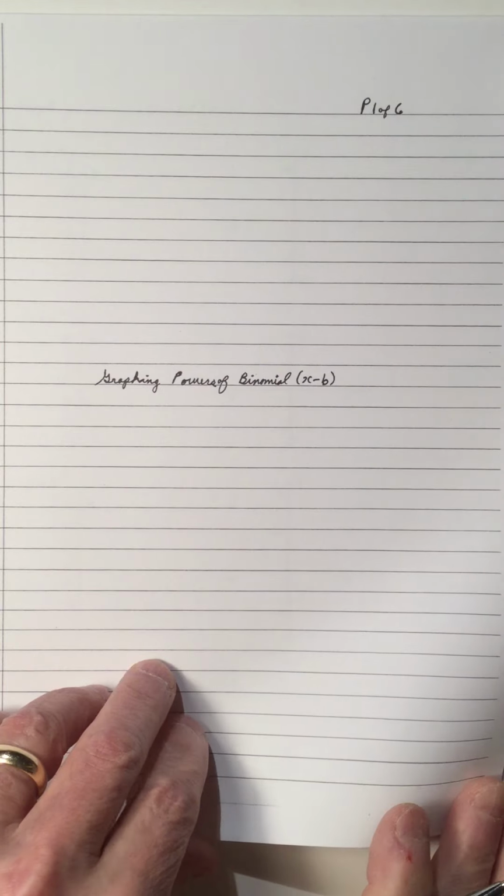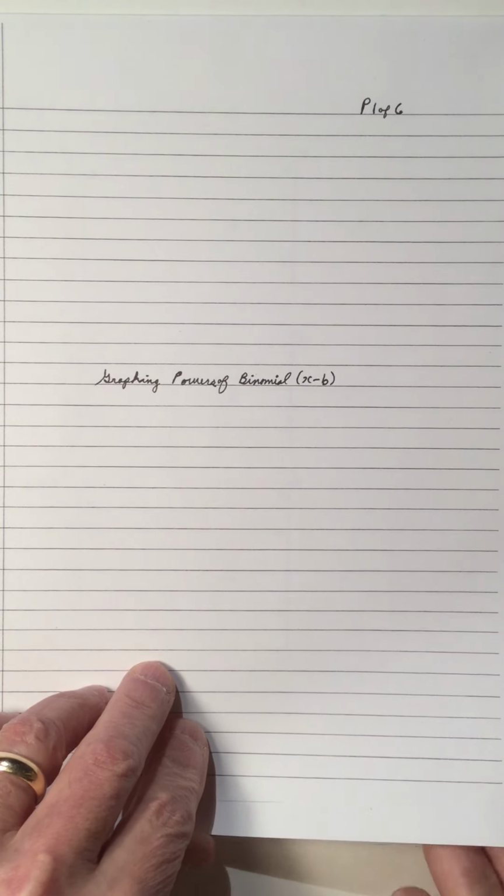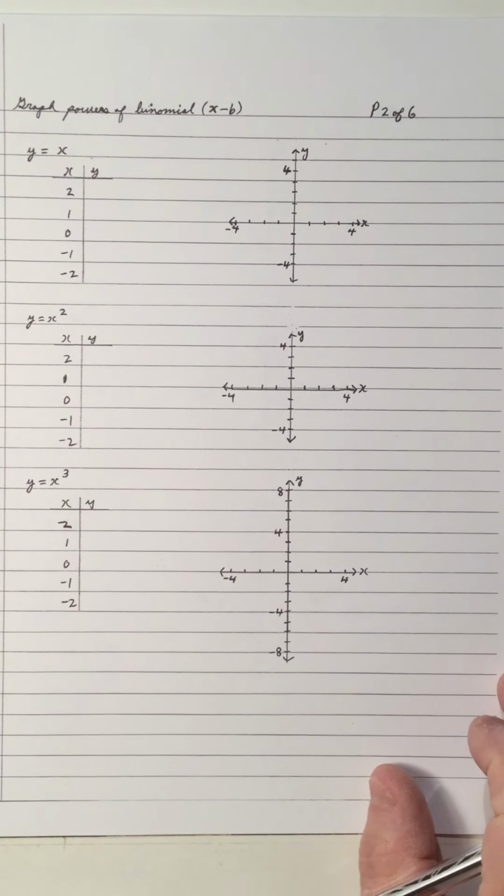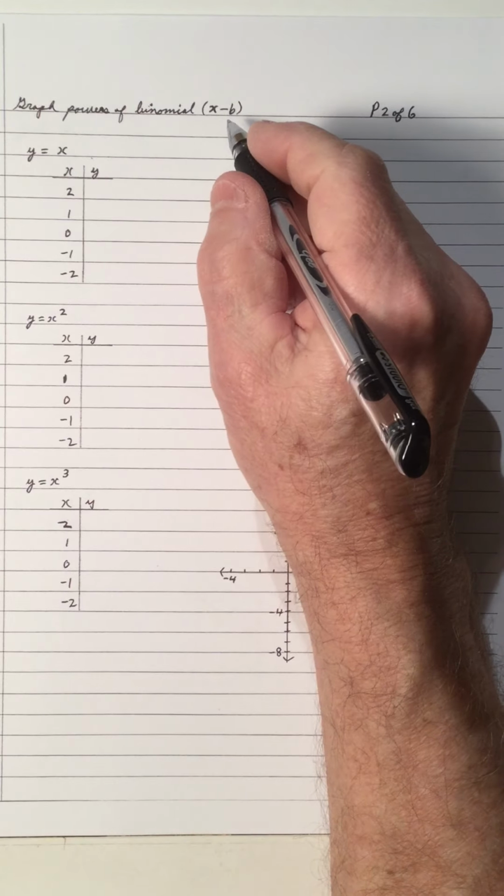Hi, and welcome to my video on graphing powers of a binomial. This is a polynomial with two terms, and it's going to be x to the negative b. Graph powers of a binomial, x to the negative b.